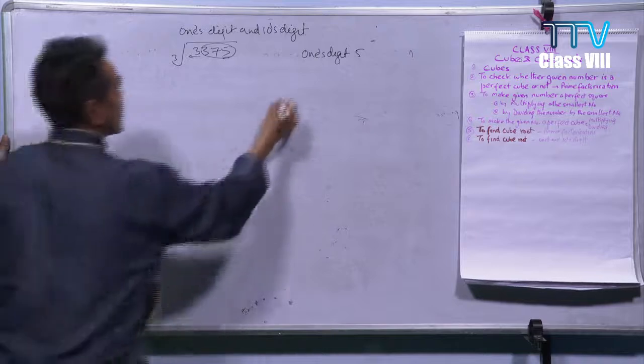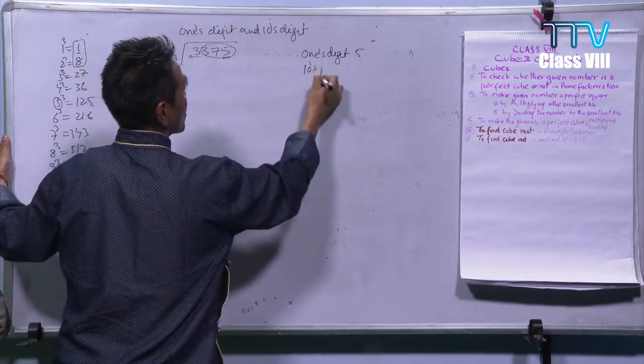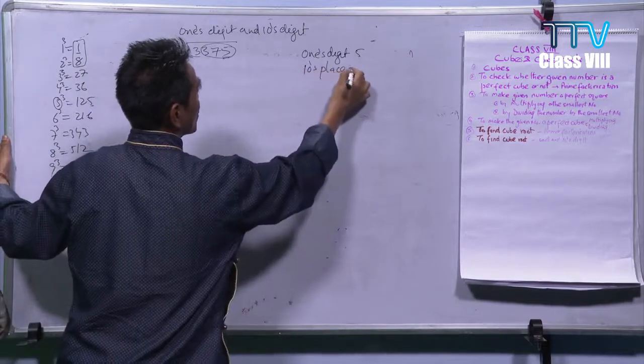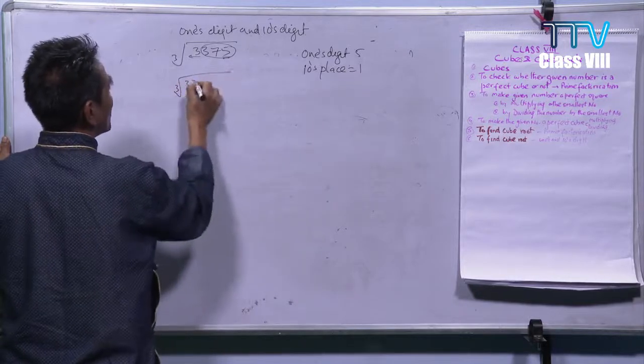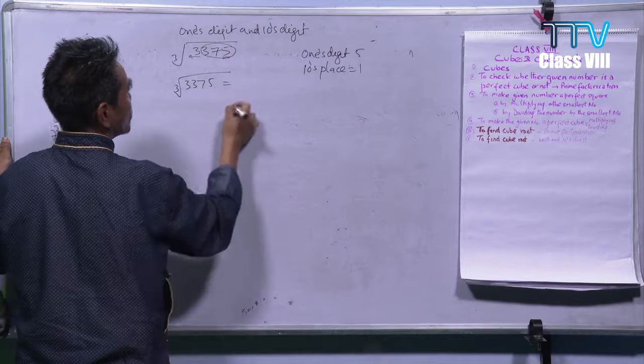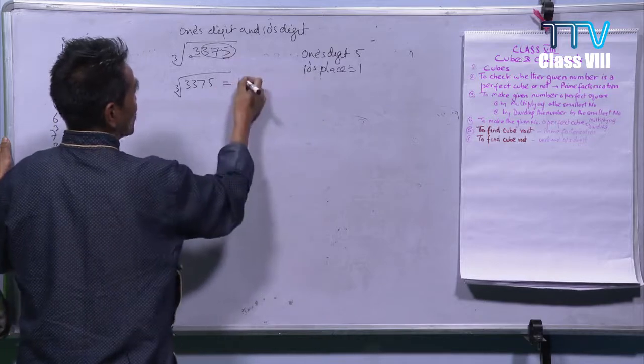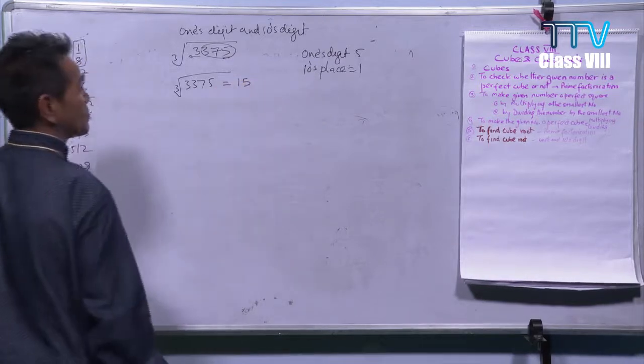1 digit, 10th place, or 10th digit 1. Therefore, the cube root of 3375 is equal to 10th place and unit place, which gives 15.